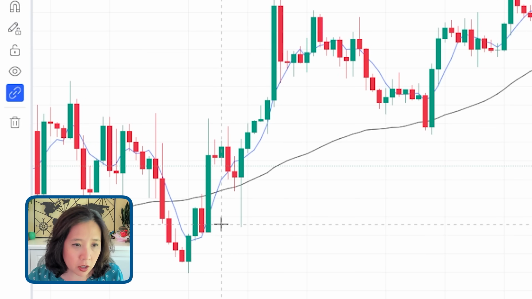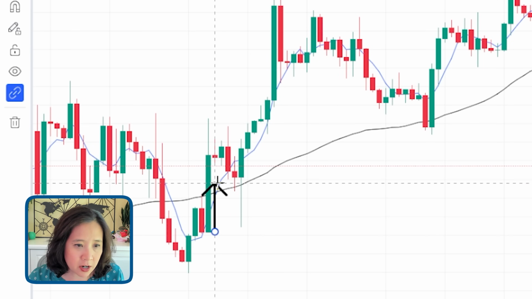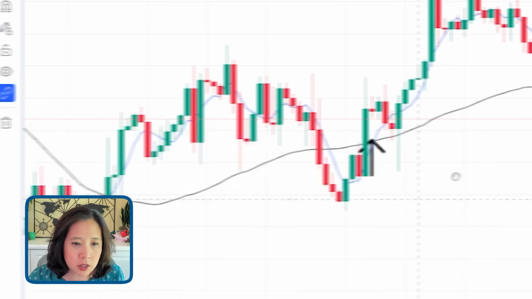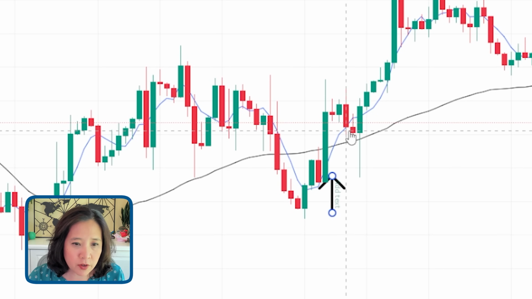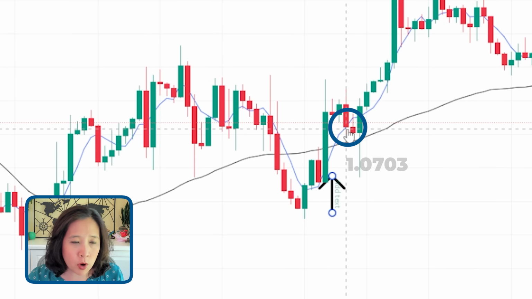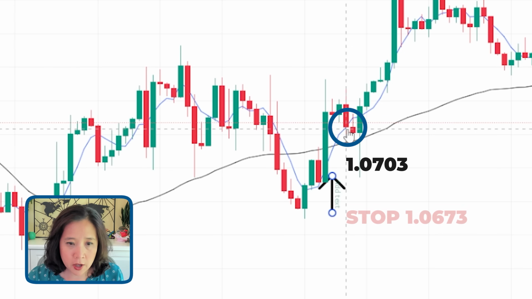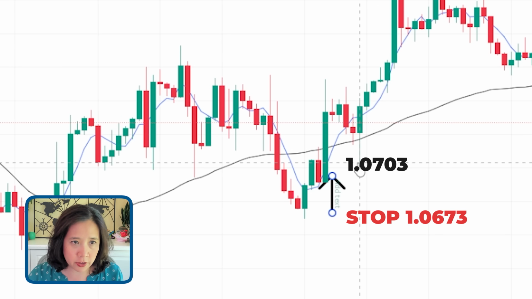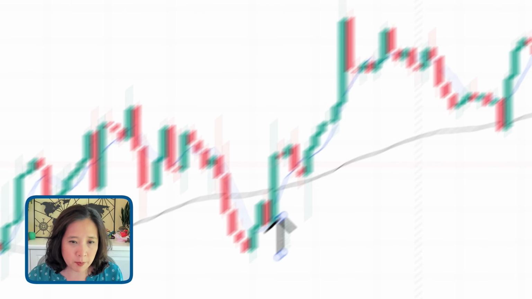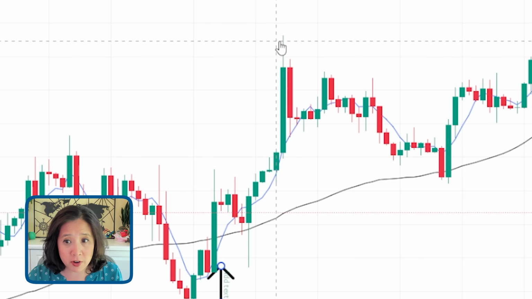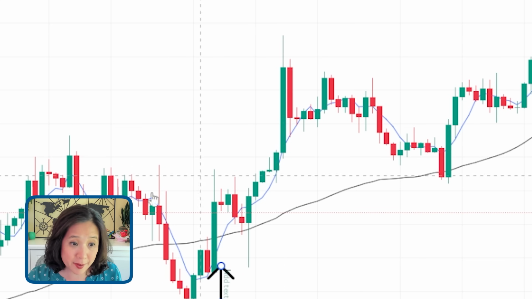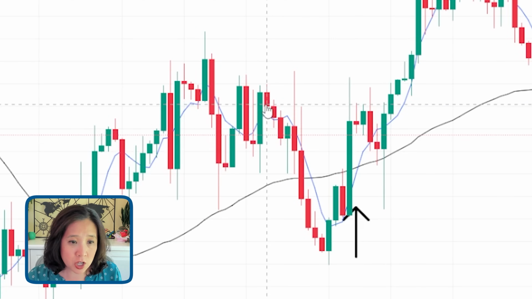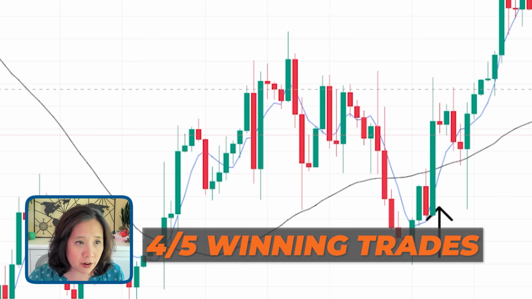Here in euro-dollar, we get the cross on this candle over here. Let's move this upwards. We get the cross at this candle over here. We wait for the retrace to the moving average at 107.03. So our stop is at 106.73. That is nowhere near there. And then it powers higher. And this one you can see becomes a very, very powerful move, more than 100 pips. Some of them are one-to-one trades. Some of them can be much more generous trades. So that's basically 4 out of 5.